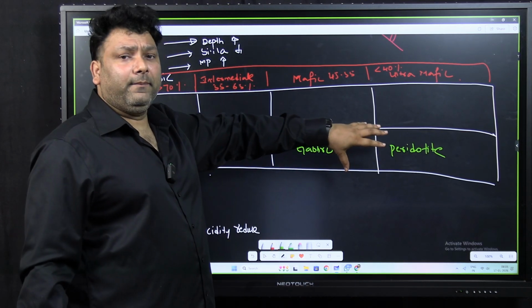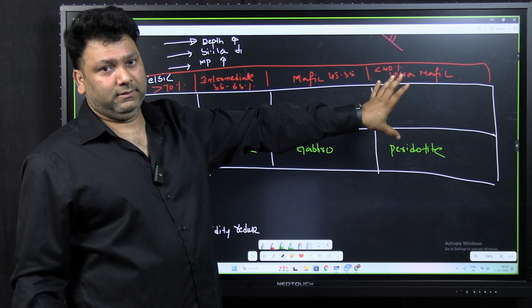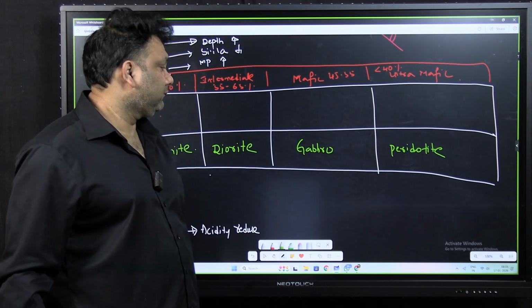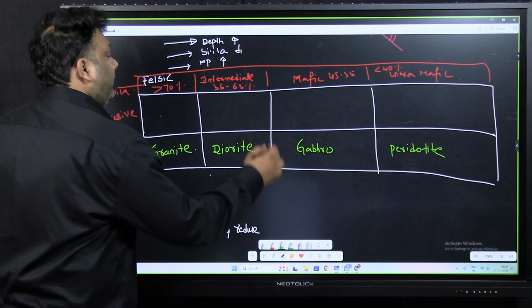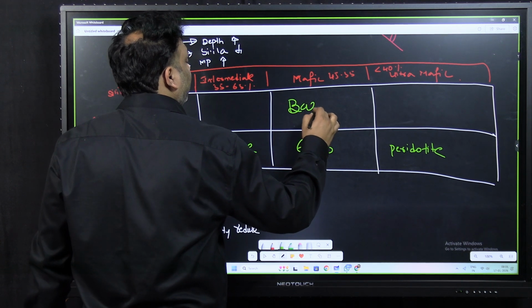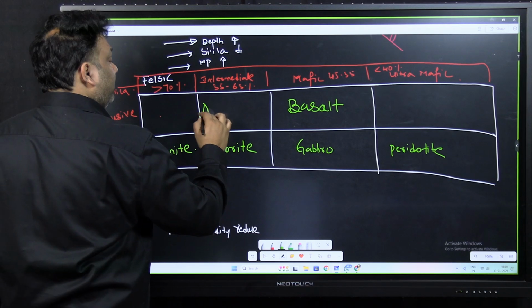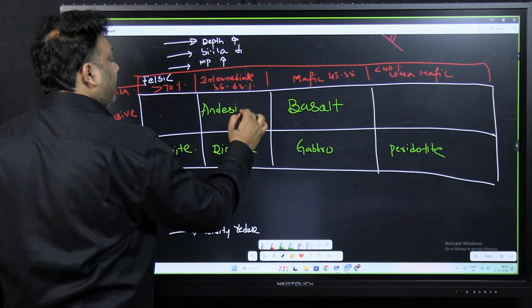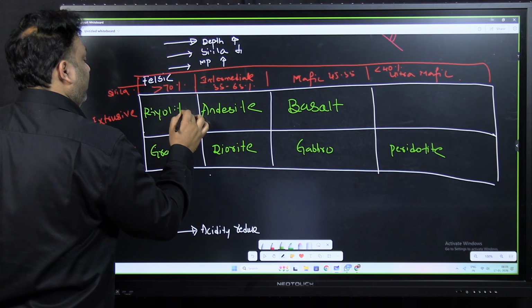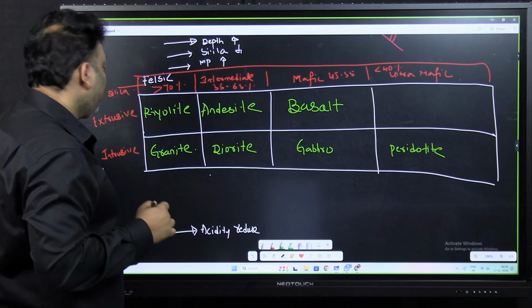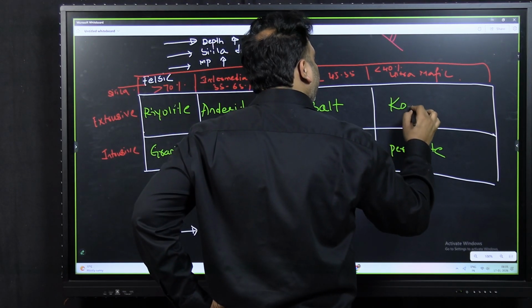But the peridotite can be solidified outside also, but the chances are very unlikely. So I will not be confusing you with that. If the gabbro is solidifying outside, if it comes out, it becomes basalt. If it is solidified outside, it is called andesite, and this is called rhyolite. And this is called komatiite.